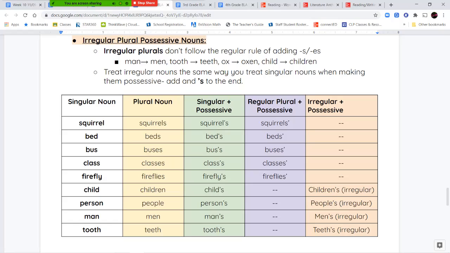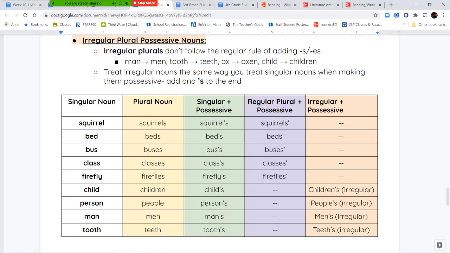If it's a singular possessive, like the acorn that belongs to the squirrel, I can say the squirrel's acorn, so squirrel apostrophe S. Or if I'm talking about the acorns that belong to the family of squirrels, I can say the squirrels' acorns, with an S on the end of it and then a final apostrophe. The same rule goes for these other words. I'm going to skip down to the bottom over here where we have our irregular nouns.